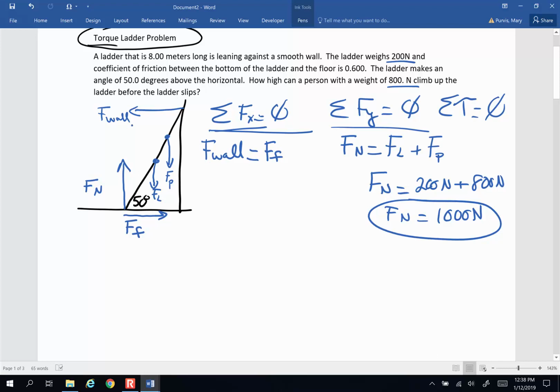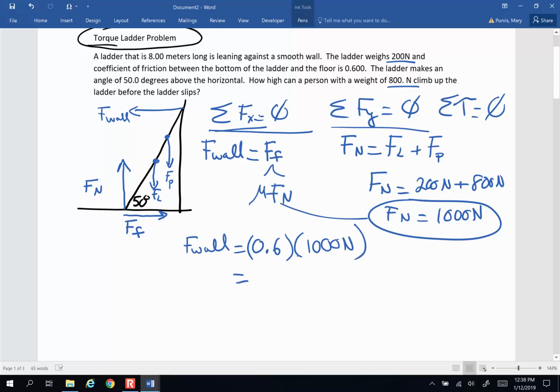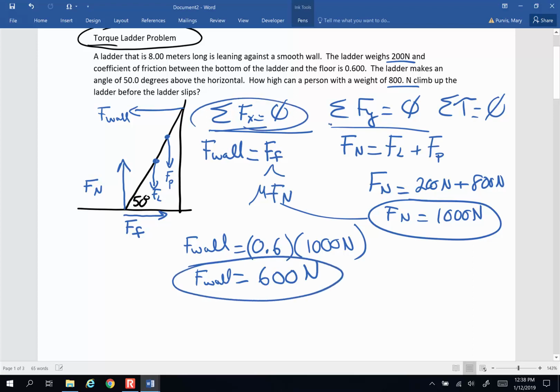Okay, the force of the wall pushing it to the left is going to be equal to the friction force. Well, you and I both know friction force is mu times normal force. So the force of the wall is going to be equal to mu, and we're told in the problem mu is 0.6, times the normal force, and we just found the normal force over here. So normal force is 1,000 newtons. So the force of the wall will be 0.6 of 1,000 or 600 newtons. That's kind of nifty. So I've got force of the wall and I've got normal force. So I've got two criteria figured out.